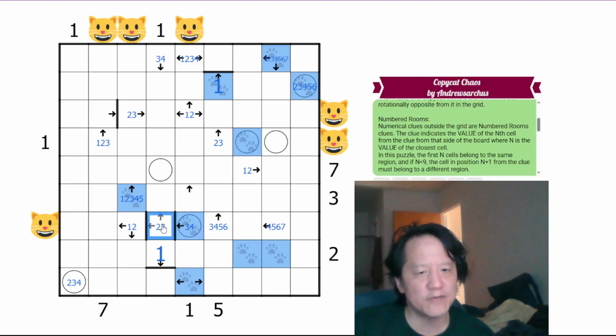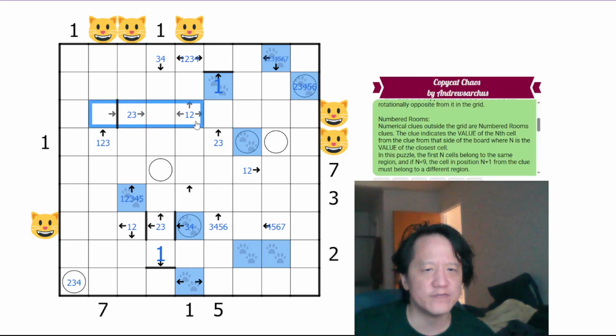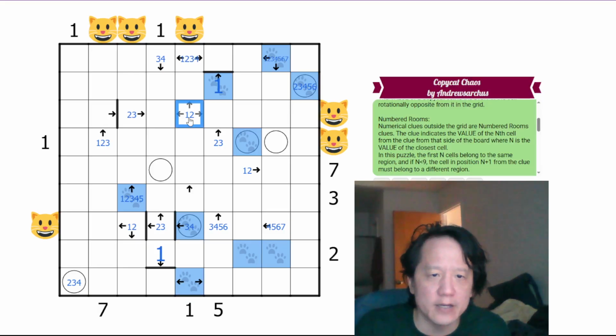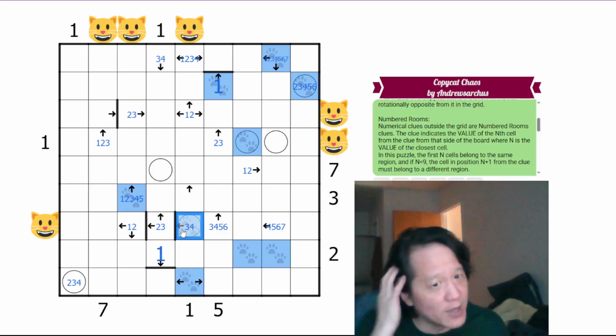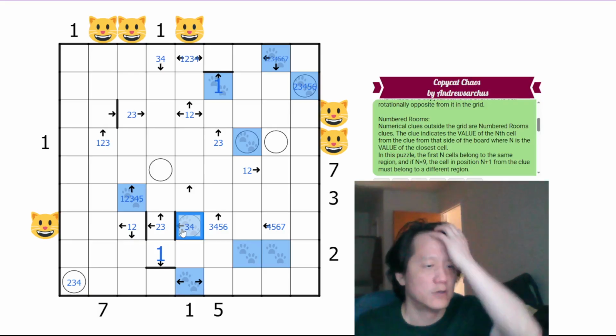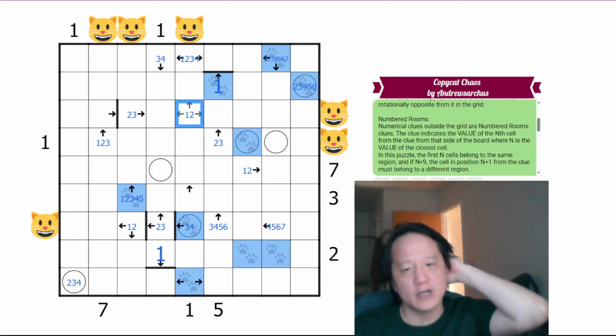These values have to be greater than this. Okay, so the question is this value. How does that work? So this cannot be copycat either. It would be copycatting that, which has to have a value of 3. It has to be a digit of 3 or 4. So this can't be copycat either.